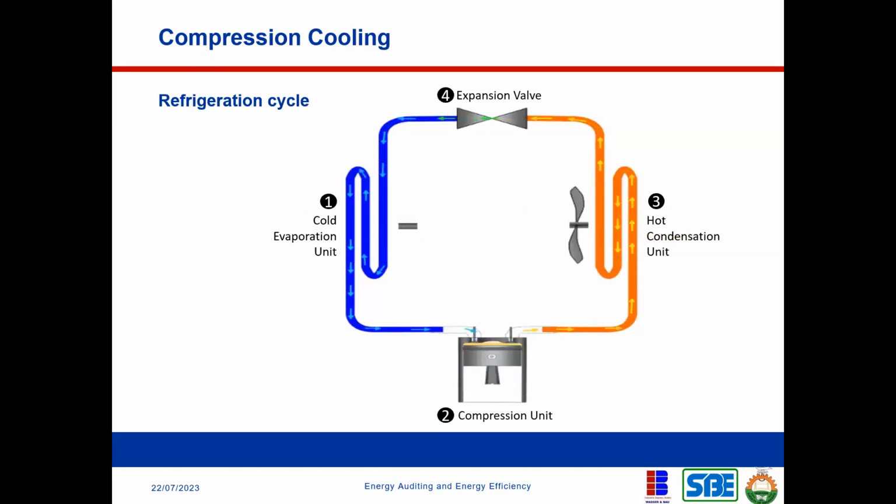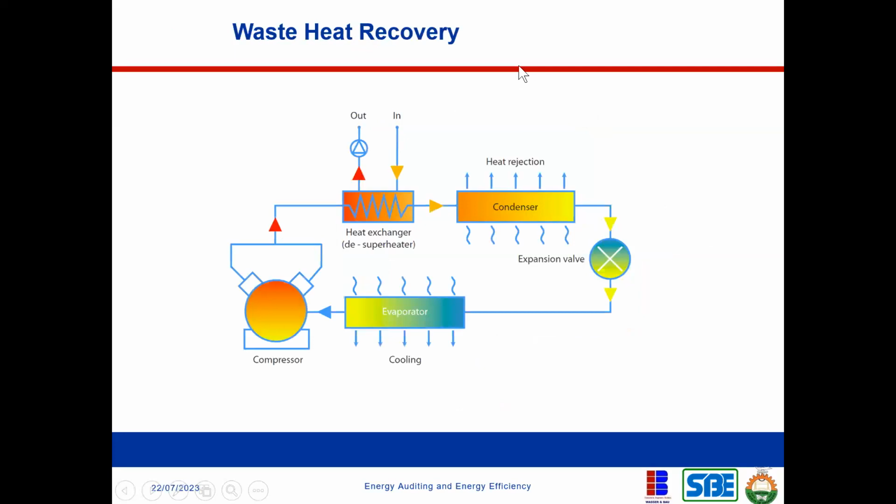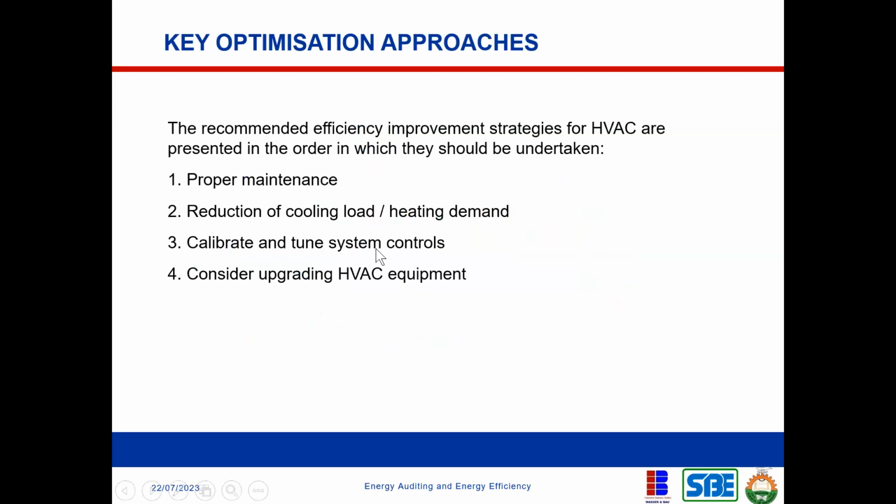This compression cooling, I'm sure most of us already understand how it works. I'll explain this when I talk about the heat pump. When I talk about the evaporator, I will talk about the condenser. You have an expansion valve and you have a compressor. I've explained this already. This is waste heat recovery. I think I've also explained this when I was talking about the heat pump, where you recover the heat from your compressor and you can use it for your industrial processes. So this is exactly what we're talking about.